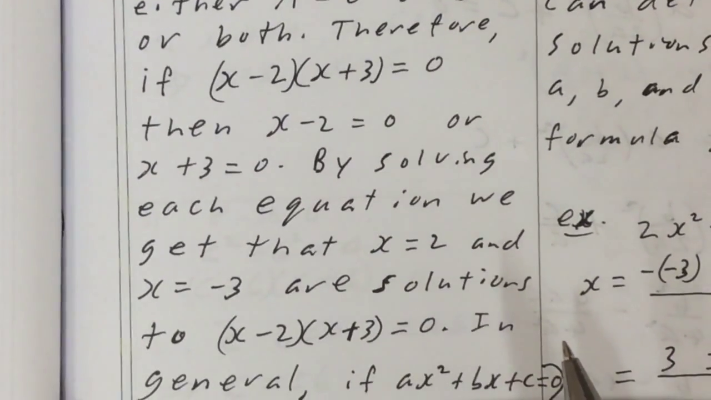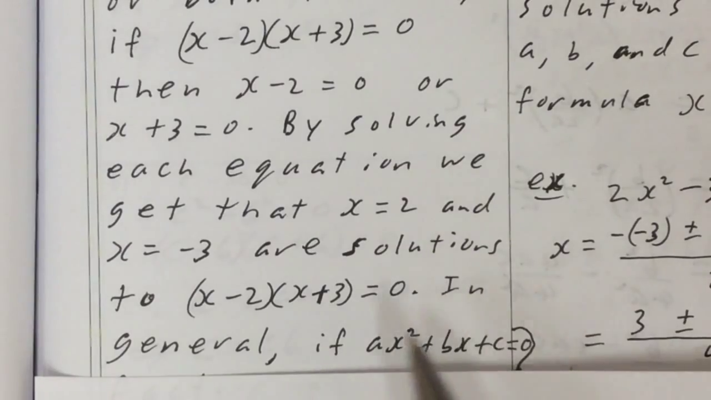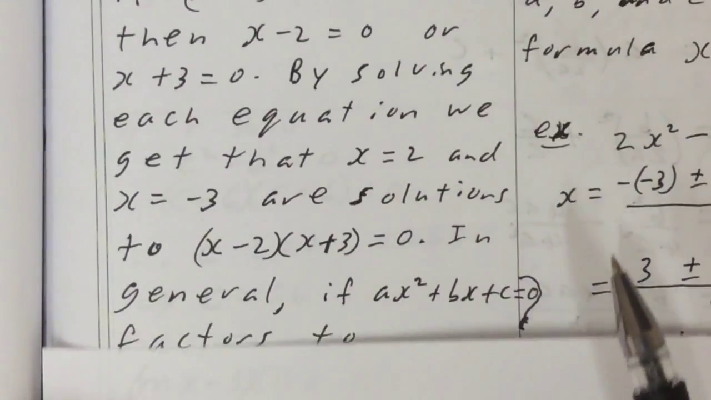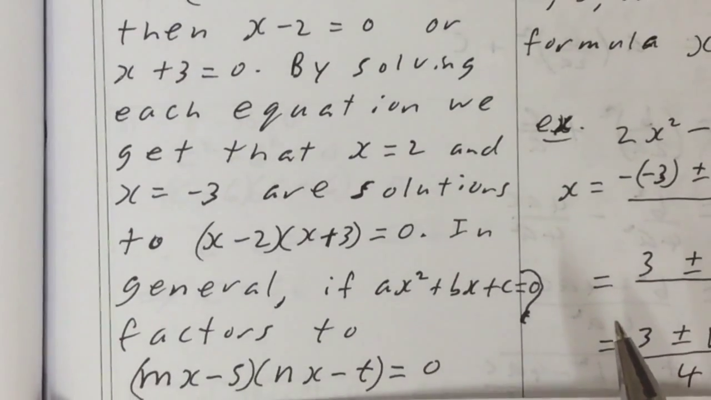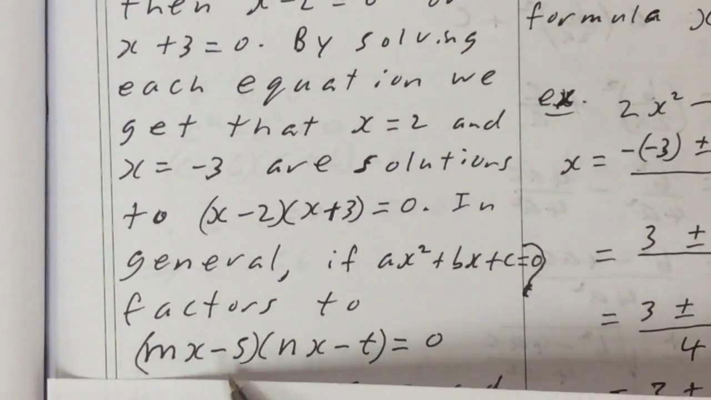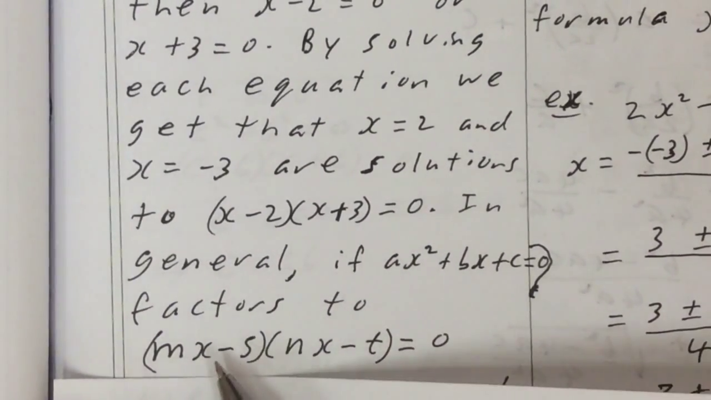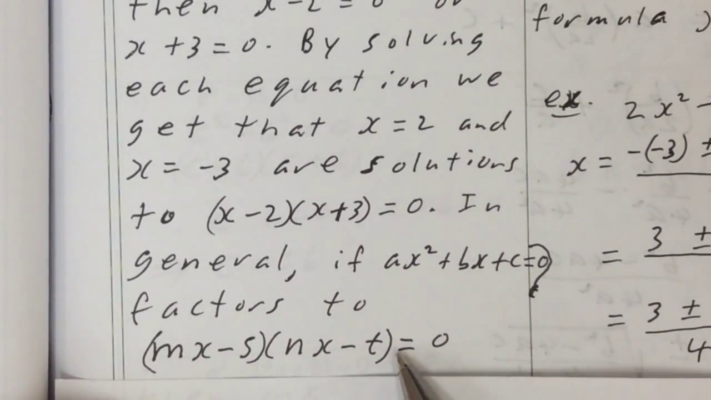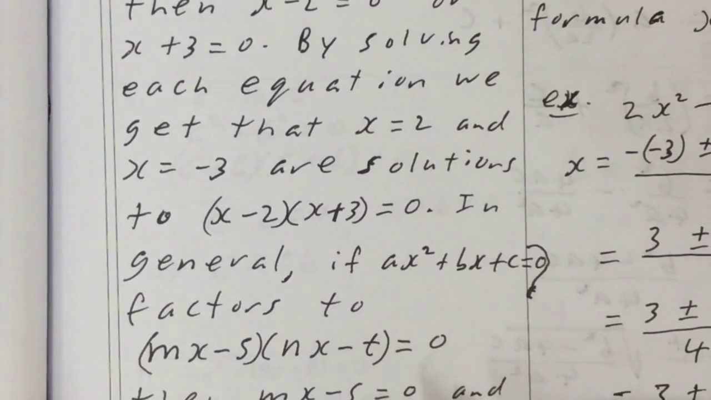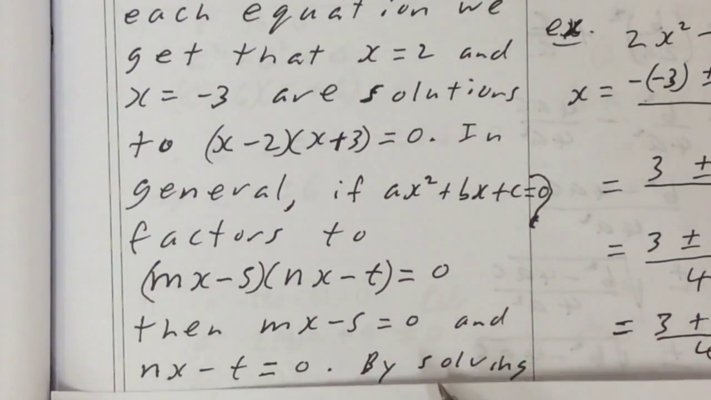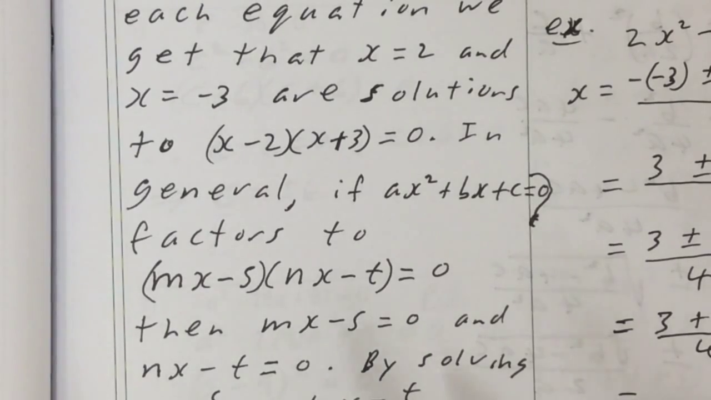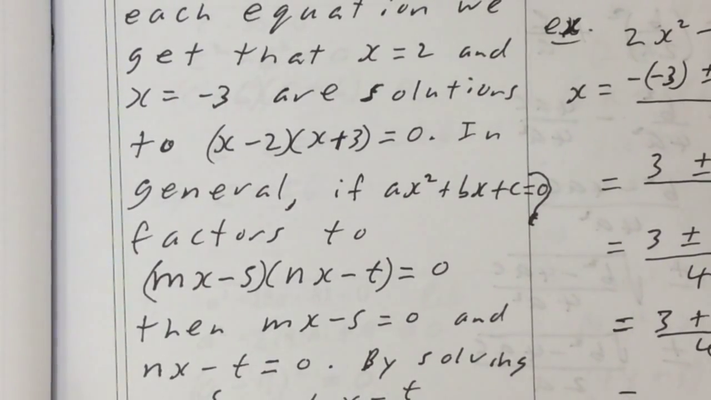In general, if you have something like ax squared plus bx plus c equals 0, then you factor it to something like this, which is one of the uglier forms: mx minus s and nx minus t. Then you have mx minus s equals 0 and nx minus t equals 0, and solving them you get x equal to s over m and x equal to t over n.